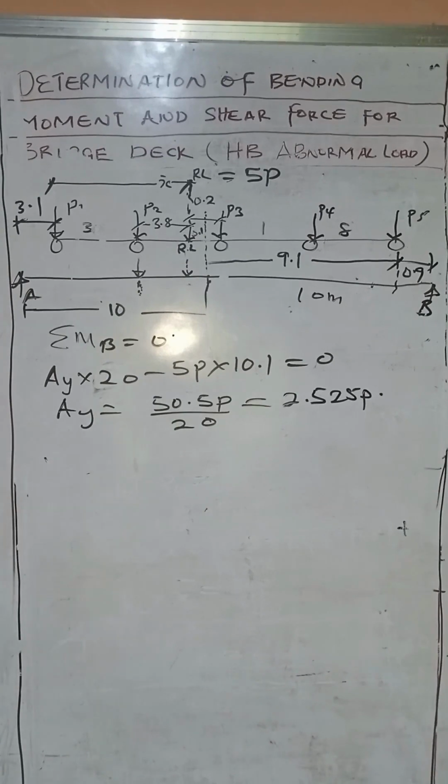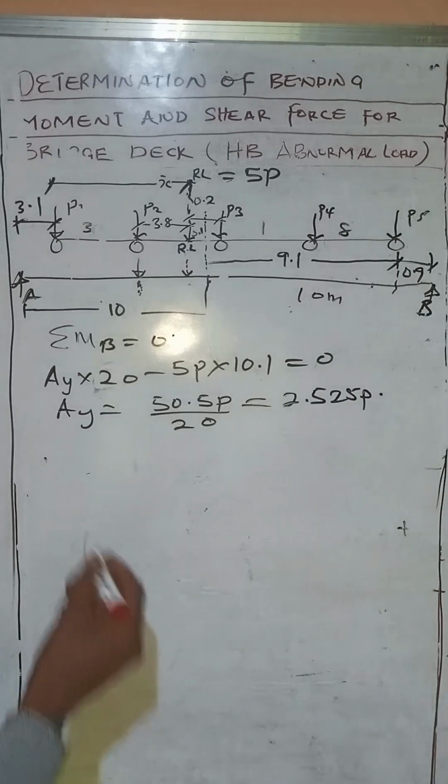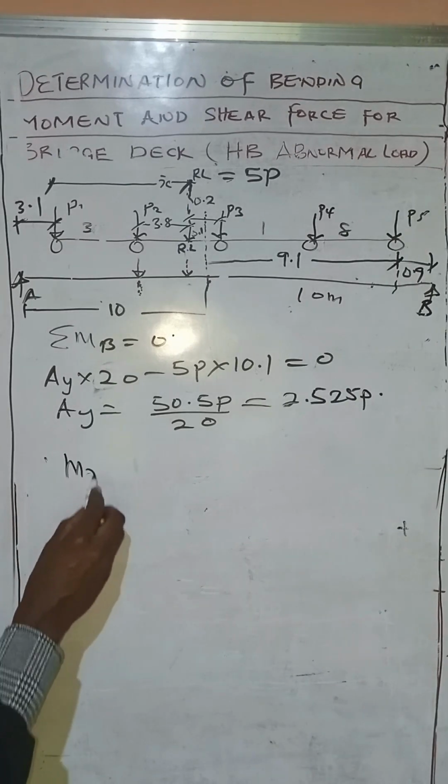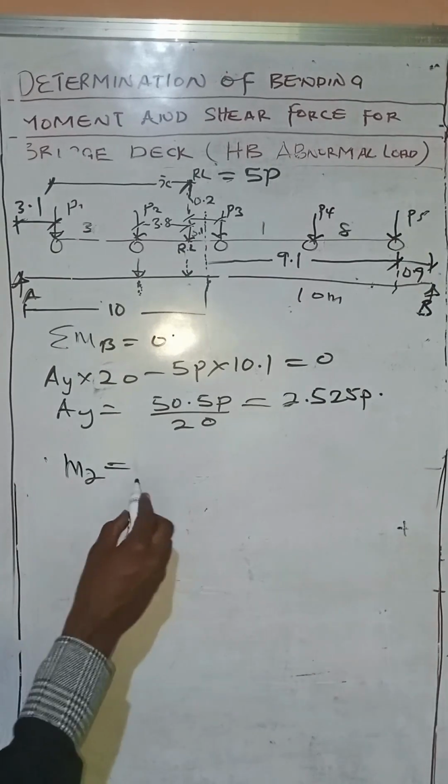So now the next thing we are going to do is determine the moments at each of the points. Of course, like we said in the other situation, the same thing applies. The maximum moment will be between P2 and P3. So we'll try them one after the other.